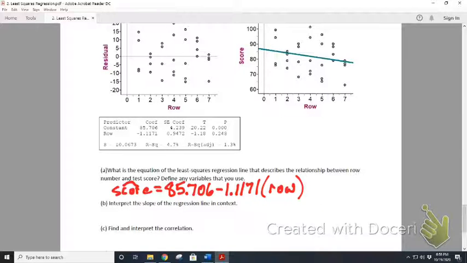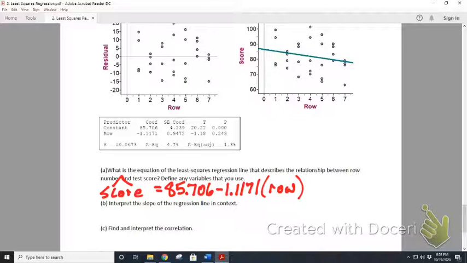I identified the equation, I defined my variables. That hat above the score looks kind of funny, so I'm going to rewrite that. It didn't look like a hat. It looked kind of like an arch. So there we go, it's a little better.